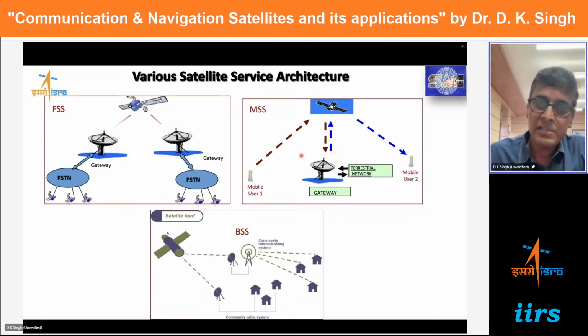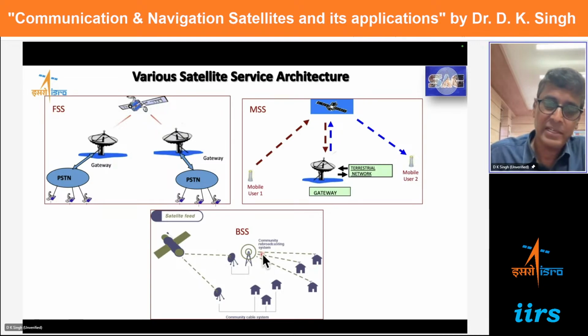Then the mobile satellite services, where we have a very small handheld or a portable type of user terminal. This also works on the similar connectivity principle. The user will send the information to the gateway. Gateway will recover the information and send it back to the other user. Then any information originating from the mobile user 2 will also follow the same path to the user 1.